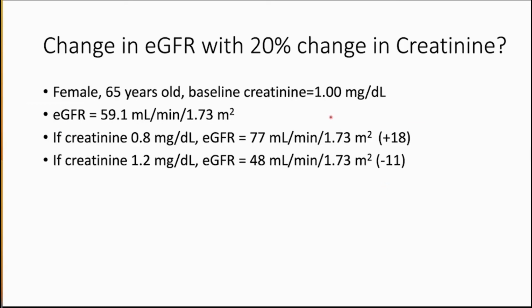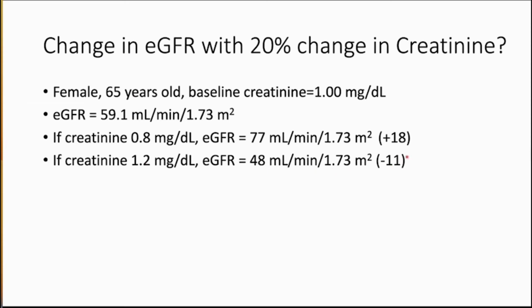So what would a 20% change in creatinine mean? If we have a 65-year-old female whose baseline creatinine is 1, then her eGFR, calculated using the older CKD-EPI equation, would be just shy of 60, it's 59. If her creatinine came back at 0.8, then we would say that her eGFR has gone up by 18. If her creatinine increased by 20%, then we'd say her eGFR has dropped by 11.